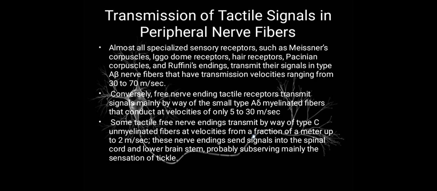Conversely, free nerve ending tactile receptors transmit signals mainly by way of small type A delta myelinated fibers that conduct at velocities of about 5 to 30 m per second. Some tactile free nerve endings transmit by way of type C unmyelinated fibers at velocities from a fraction of a meter up to 2 meters per second. These nerve endings send signals into the spinal cord and lower brainstem, probably subserving mainly the sensation of tickle.